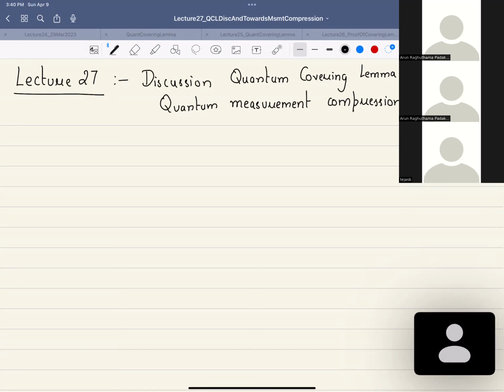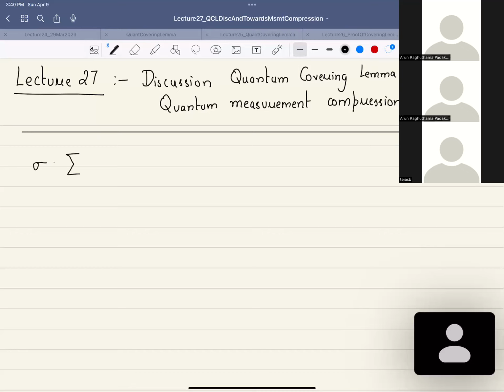I'll just simplify notation a little bit. So recall what we did. I'll do a little bit of discussion and give you some intuition, then give you some geometric picture and indicate certain things, and then go to quantum compression. So it's not going to be a very proof-heavy class.